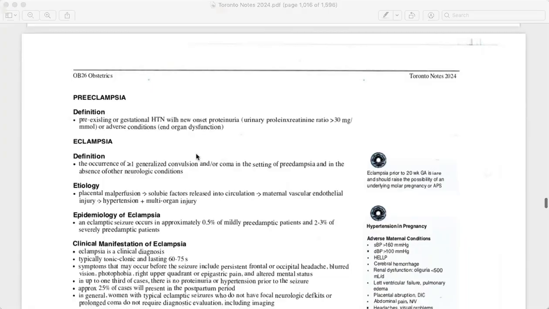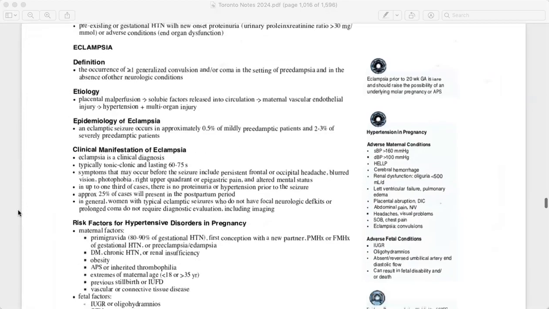Then coming to eclampsia, it is usually associated with seizures. So what happened is there is a convulsion or coma in the existing preeclampsia. So preeclampsia was already there. Along with that, now she experienced one of the neurological conditions, which is basically convulsion and coma or maybe any seizure attack. Placental malperfusion or any soluble factors into the circulation can lead toward this. So etiology is not important.